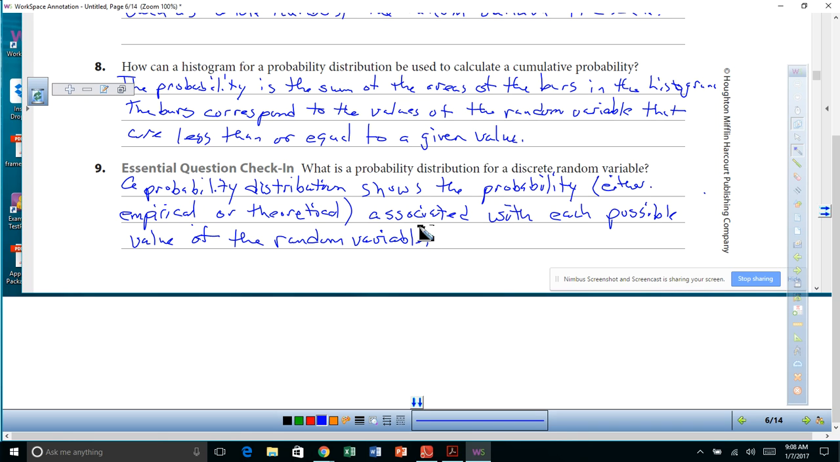All right, now folks, empirical means what actually transpired, okay? And theoretical means what is supposed to transpire. They're not always the same.